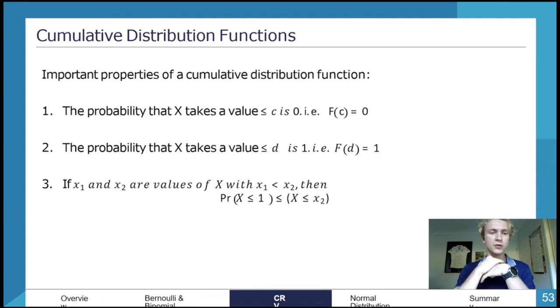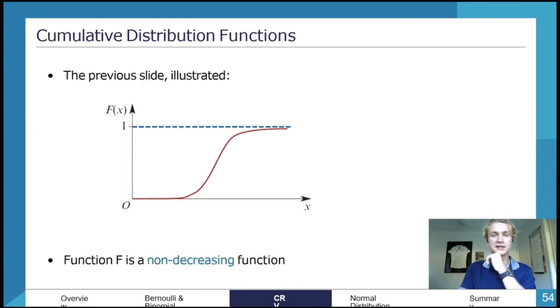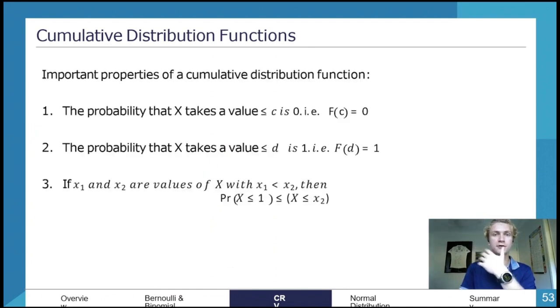Three, if x1 and x2 are values of x with x1 greater than x2, then the probability that x is less than or equal to x1 is greater than or equal to that of x less than or equal to x2. That's a little point that I got in there. Once again, if you're a maths brainiac, that'll help your understanding. If not, that's still fine. It's not a key concept I want you to understand. Those first two are though.